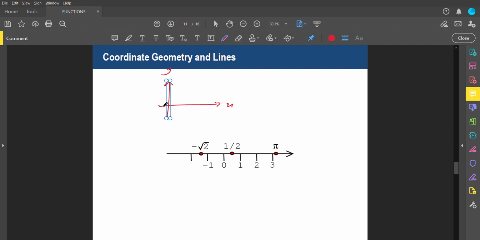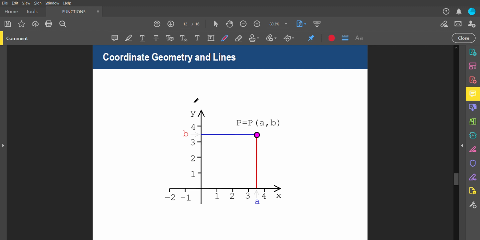We have the positive direction to the right here and the negative direction to the left here. For y, we have the positive direction upwards and the negative direction downwards. So this is one example. Each point P on the line corresponds to a real number, and it is called the coordinate of P.